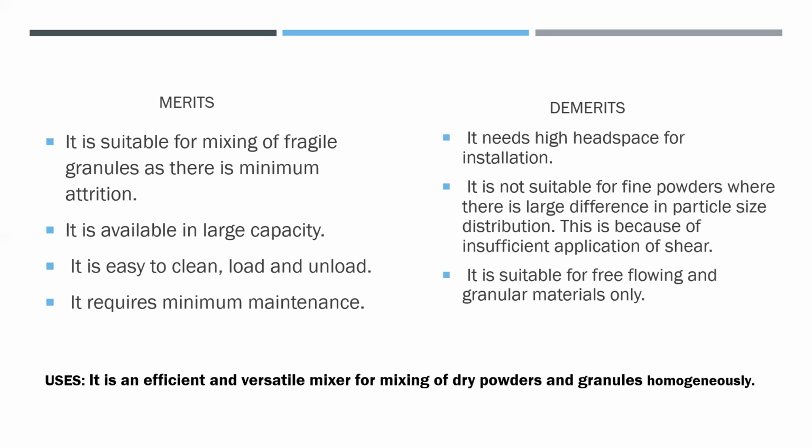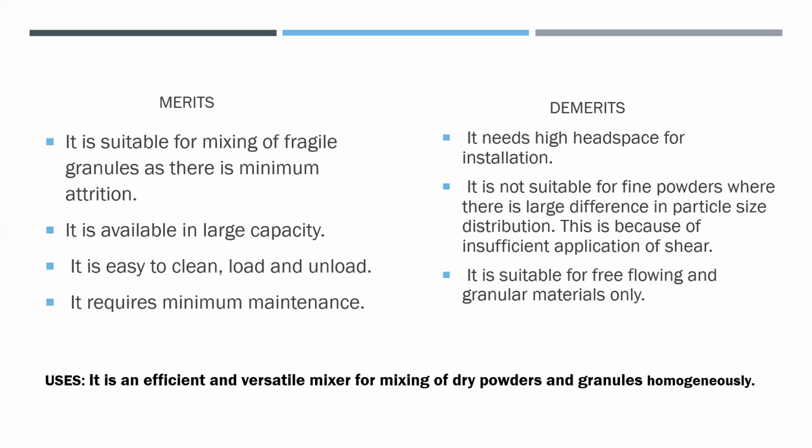Third, it is suitable for free flowing and granular material only. So this double cone blender is mainly suitable for mixing of free flowing and granular material only. So these are the merits and demerits.